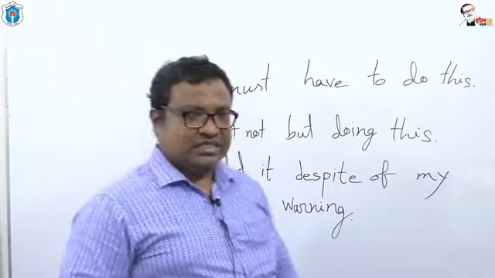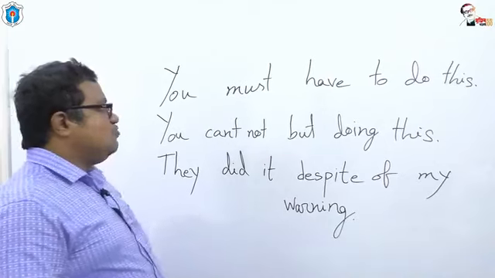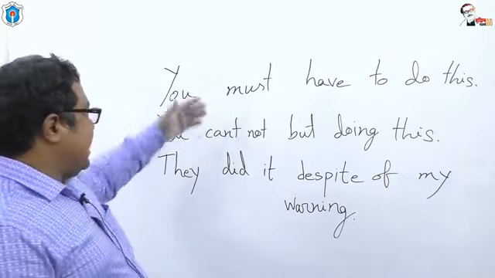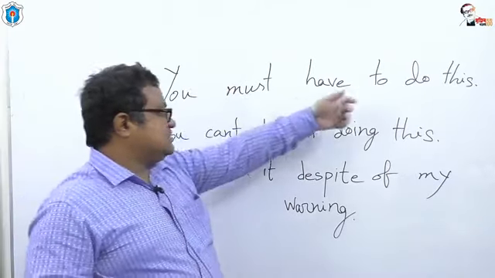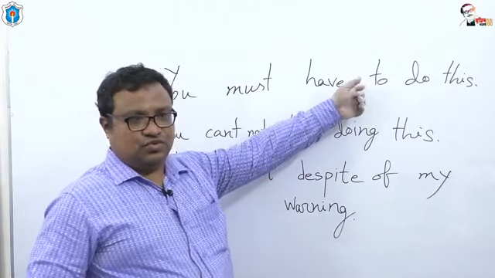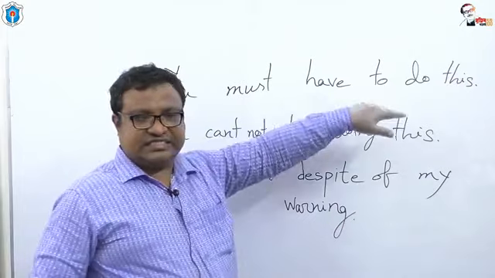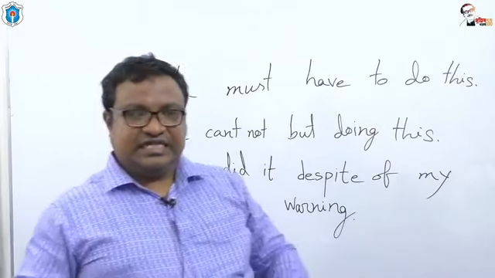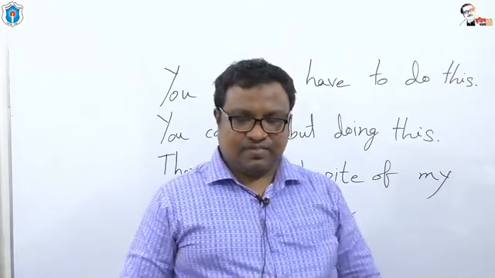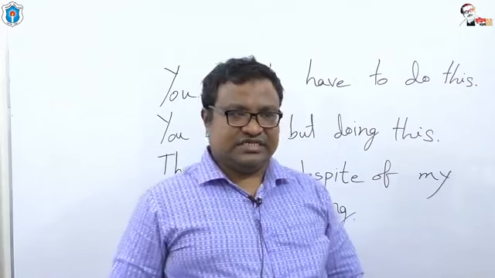Why? The first one, you must have to do this. Either you will use must or you will use have to. You cannot use must and have to in a single sentence. It is called redundancy. That is using unnecessary things in a particular sentence.